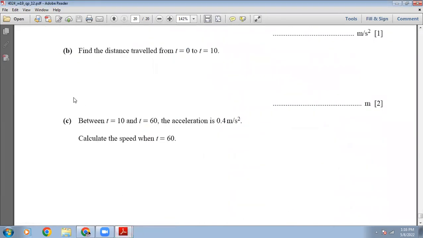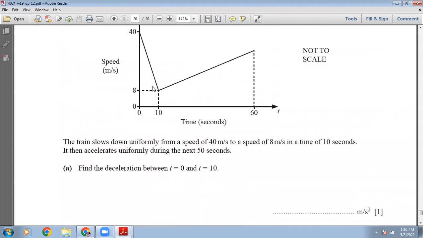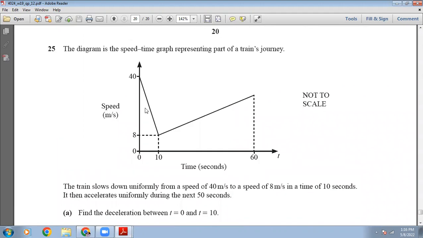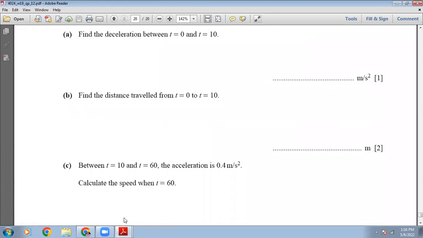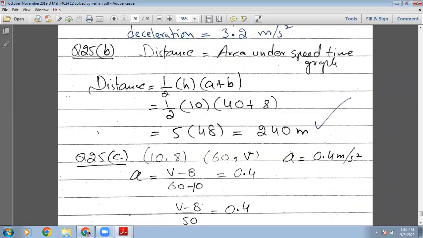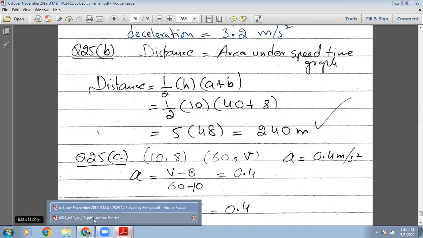Okay, the next part, he says find the distance traveled from 0 to 10. From 0 to 10, the area under the graph will be equal to the distance traveled, and this shape you can see is a trapezium. This is the parallel side, this one is the parallel side, and this is the height of the trapezium. So I will apply the formula of the trapezium, and that will give me the area under the speed time graph, which equals the distance traveled. So the distance equals 1 by 2 into height into sum of parallel sides. So 1 by 2 into 10 into 40 plus 8. So it will be 5 into 48, and that will be 240 meters. So the distance traveled from 0 to 10 seconds is 240 meter. I have already checked this answer, and it is good.